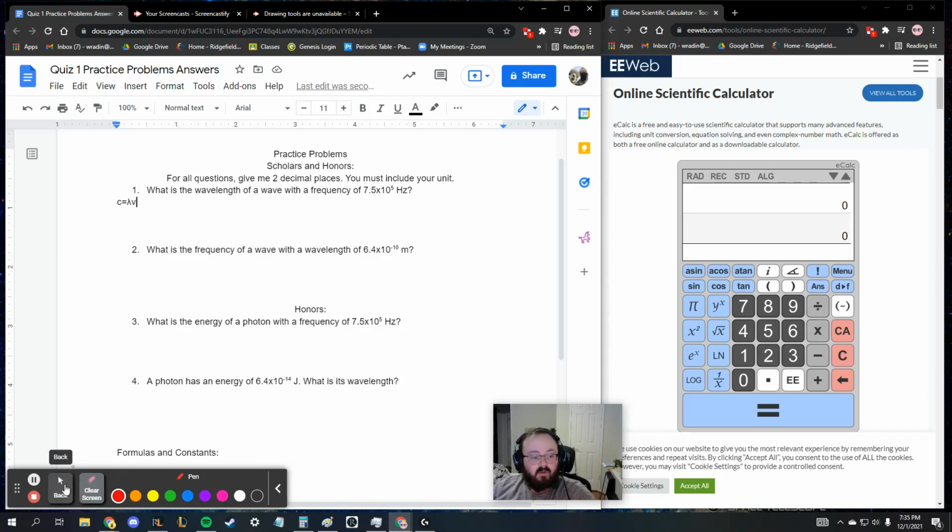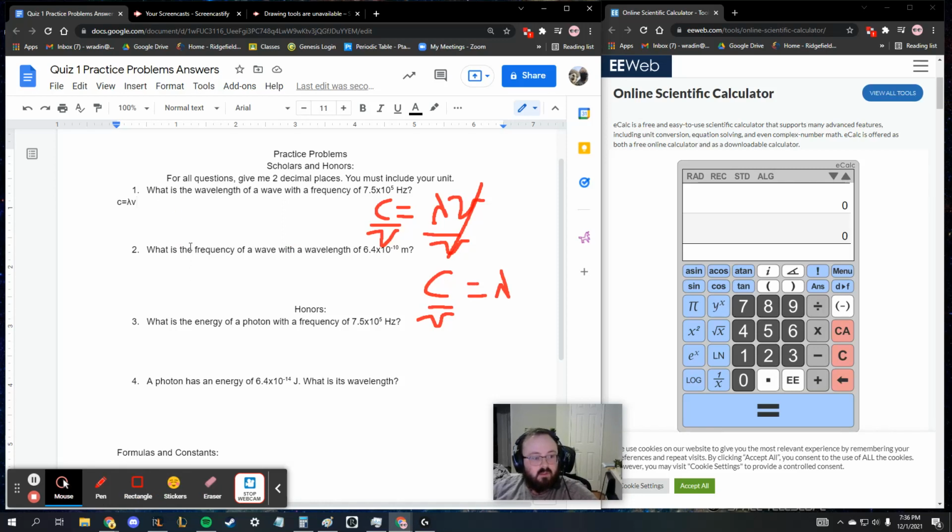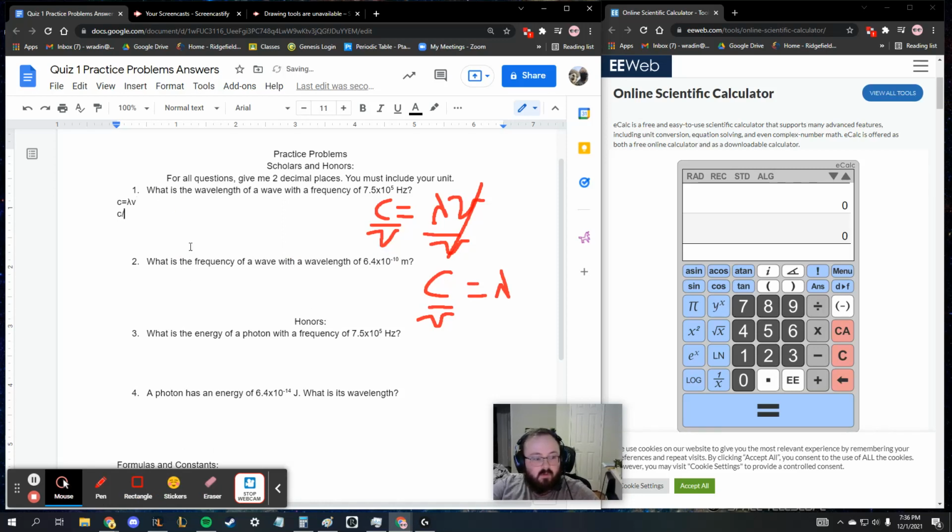To get our wavelength, we are then going to isolate the lambda. And a simple way to do this, we divide each side by the frequency. This cancels out. C over our frequency equals lambda. So I can actually write this in. So C divided by, do it like this, just because you have these answer key as well. This is that basic level of algebra that you are expected to be able to do for this class.